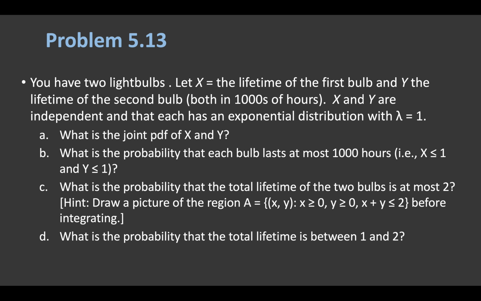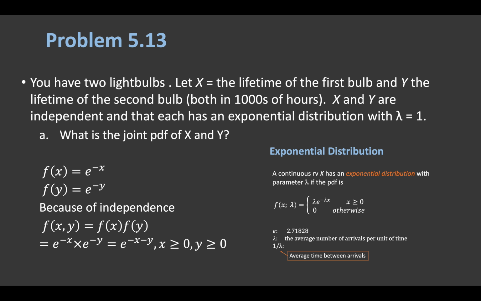All right, so let's do them one by one. The first one: what is the joint probability density function of X and Y? Now, these two conditions are already given. One is that X and Y are independent. The other is that each has an exponential distribution. So that's already quite some information.